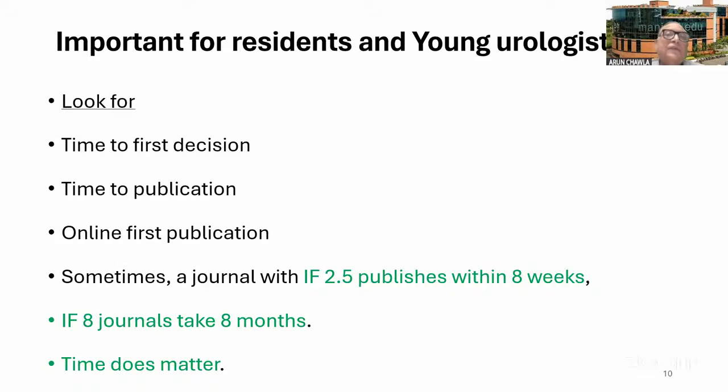Now, this is very important for the resident and the young urologist. On every journal site, there is a mention of the time to first decision, time to publication, online first publication, and then the final publication. There will be some journals which have a lower impact factor but publish within 8 to 10 weeks. That means less than 3 months. But there will be a few journals which have an impact factor of more than 5, 8, 10, 15, which may take 8 months. So is it worth it?